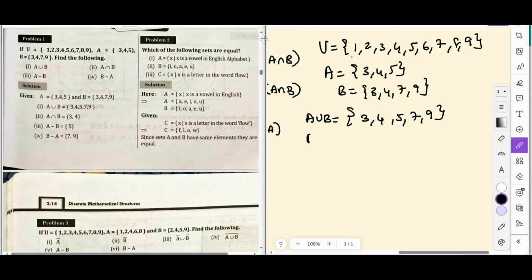Then the second one is A intersection B. What will be A intersection B? A intersection B is selecting the common elements. What is common in both? 3 is common, 4 is common. So here the intersection will be 3, 4.